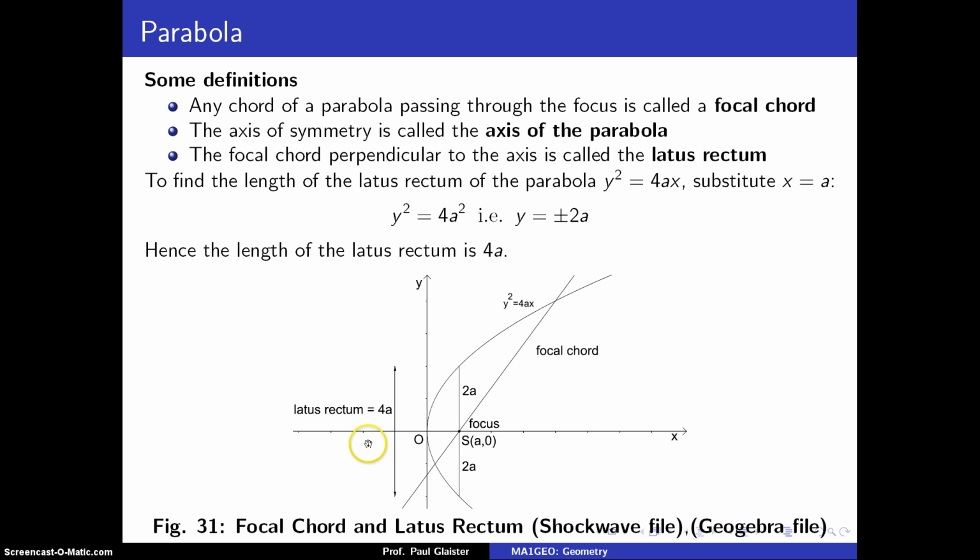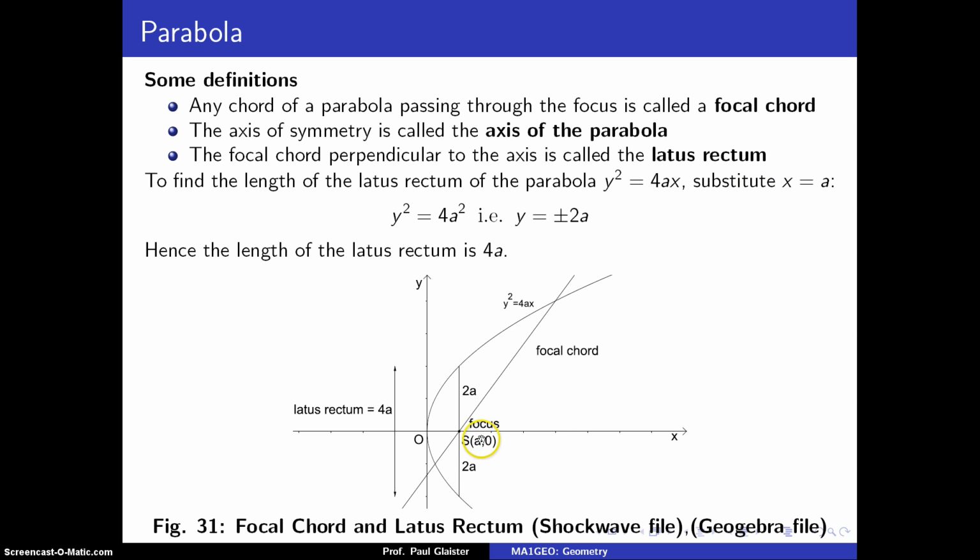Secondly, the x-axis is clearly a line of symmetry for the parabola, and that is just called the axis of the parabola. And finally, if we take a focal chord which is vertical, so perpendicular to the axis, then we can work out what the length of that is, and its name is the latus rectum.